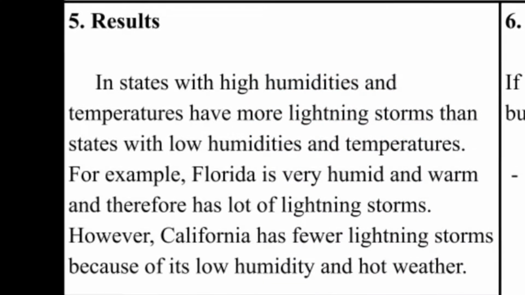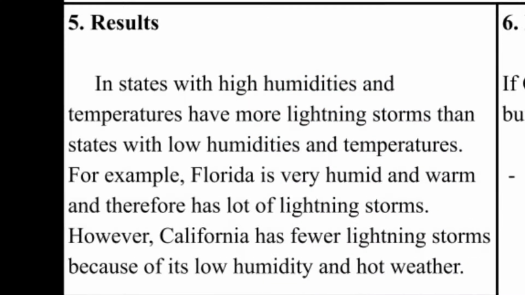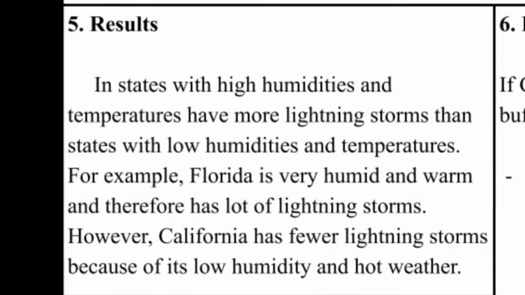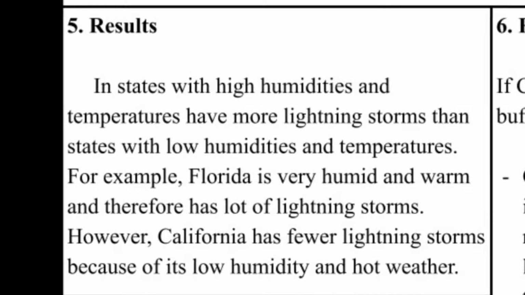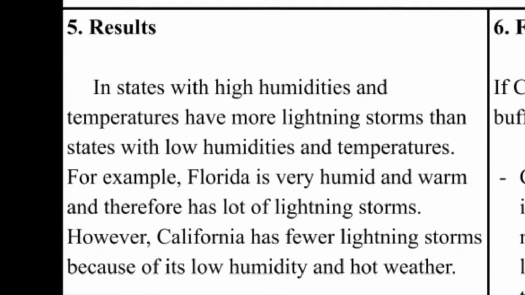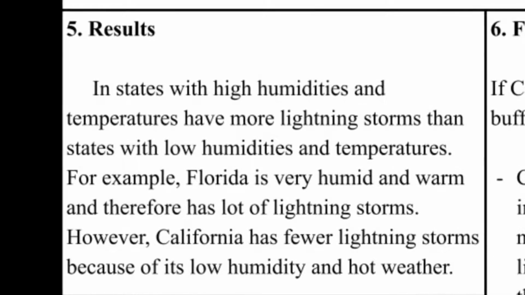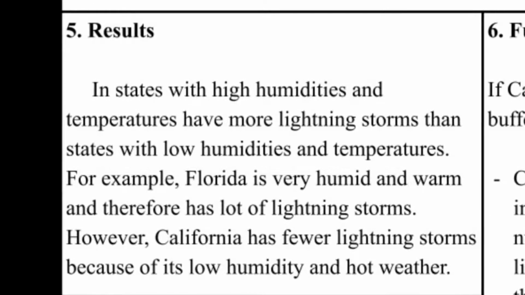Results. States with high humidity and temperatures have more lightning storms than states with low humidity and temperatures. For example, Florida is very humid and warm and therefore has a lot of lightning storms. However, California has fewer lightning storms because of its low humidity and hot weather.